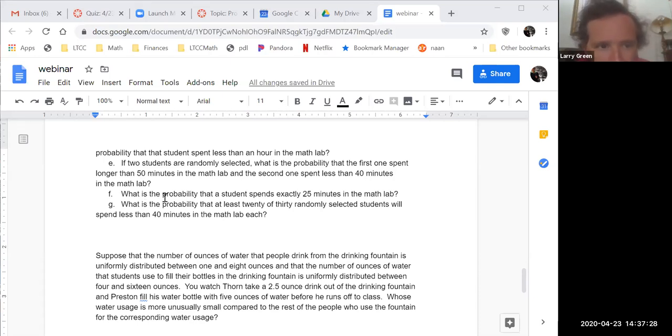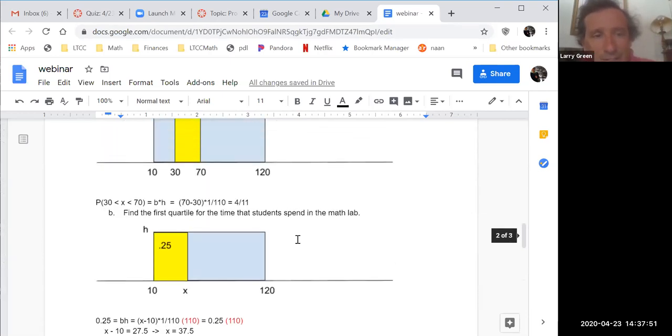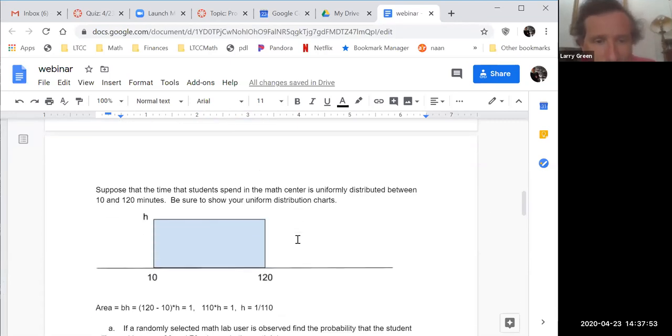Okay. How about F? So let's look at F. What is the probability that a student spends exactly 25 minutes in the math lab? It's an interesting question, isn't it? By the way, could it happen that a student spends exactly 25 minutes in the math lab, given our picture over here? Sure. Based on this picture, it can't be that they spend 150 minutes or 3 minutes, but 25 minutes can happen.